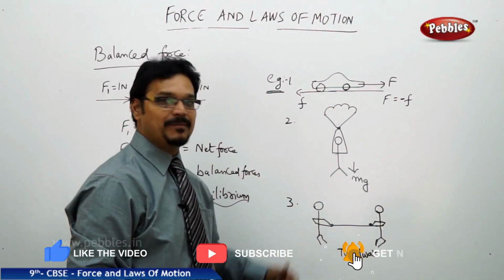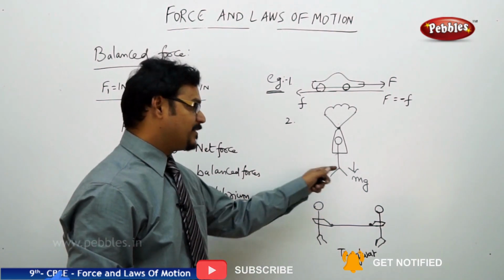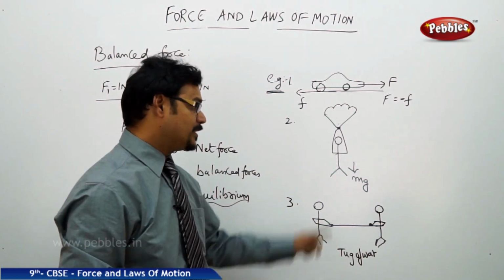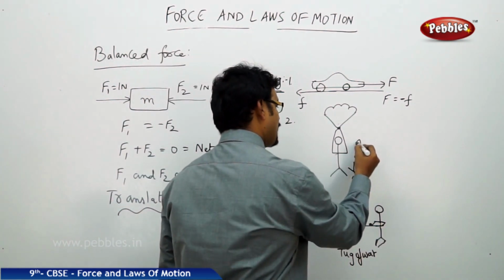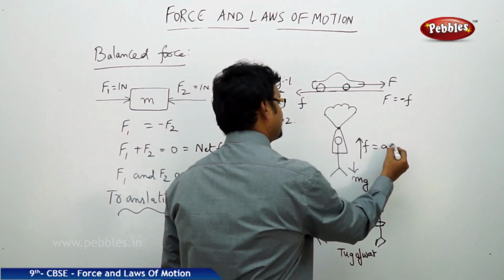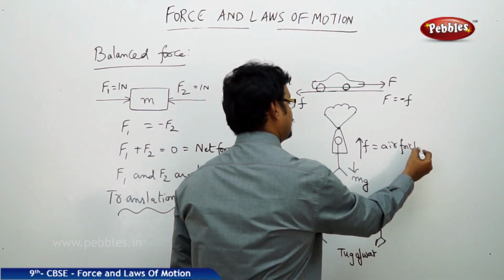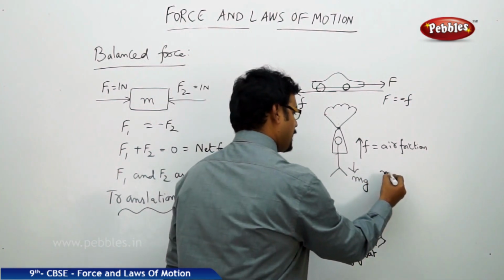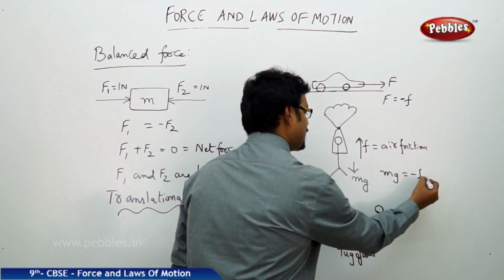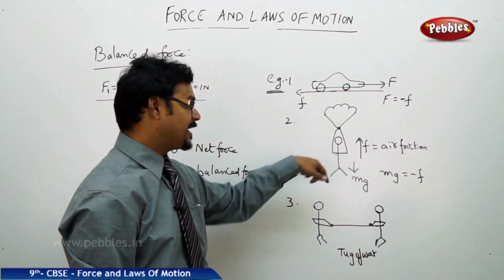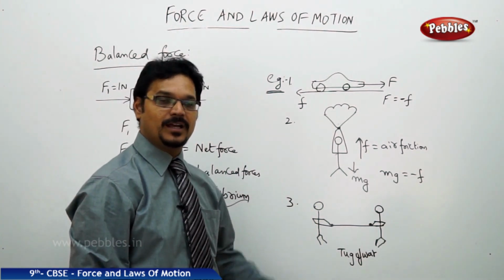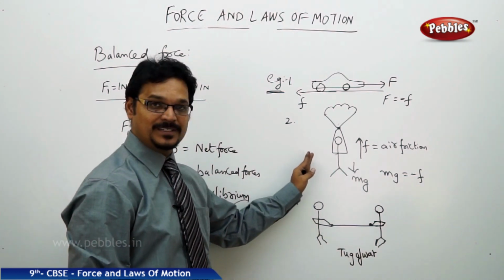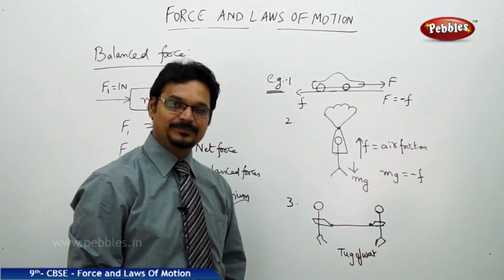So the weight of the body is mg, because the weight of the body is falling down. But in one situation, this weight of the body is balanced by air friction. Then you can say mg equals minus f. The net force acting on the body is 0. And this f and mg are called balanced forces, and the situation is translational equilibrium.